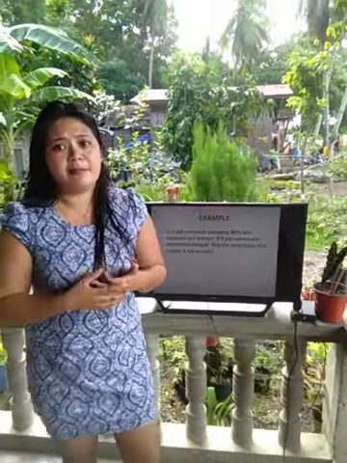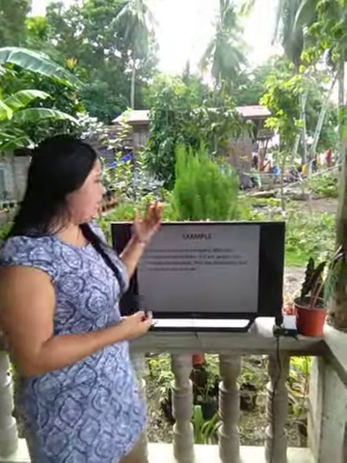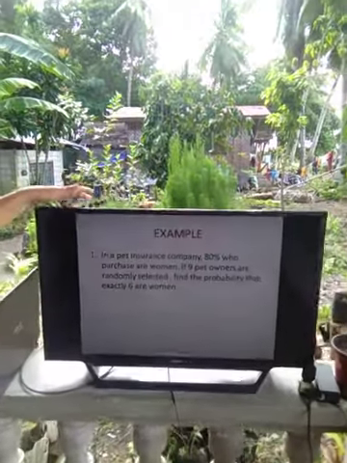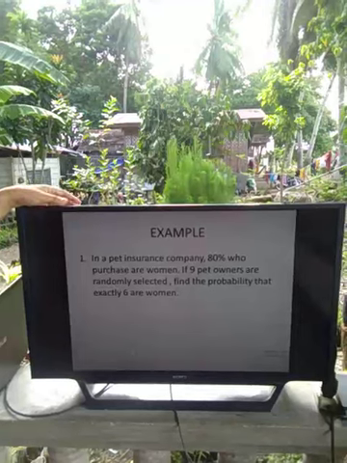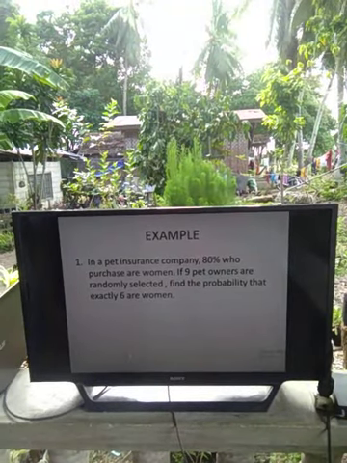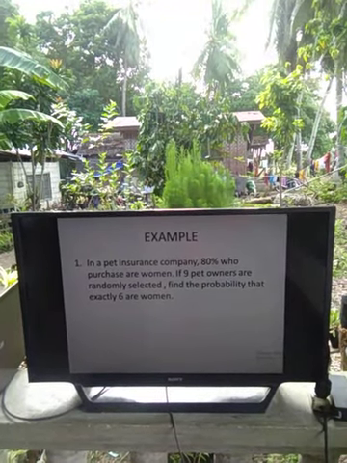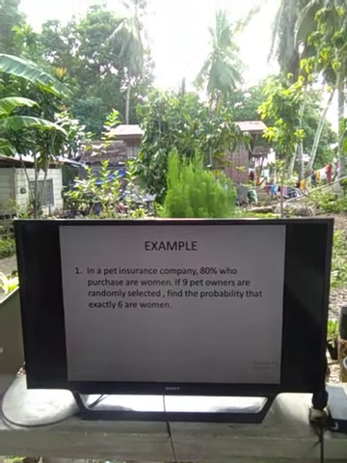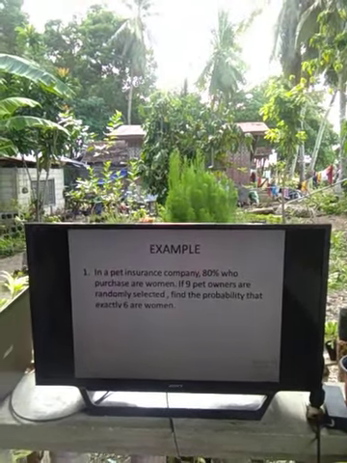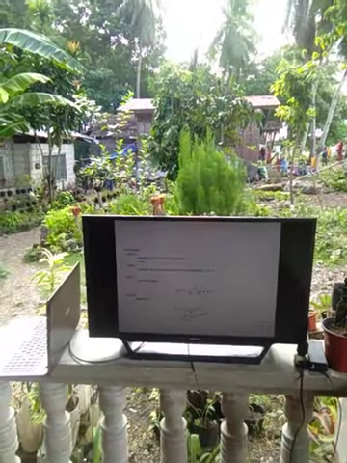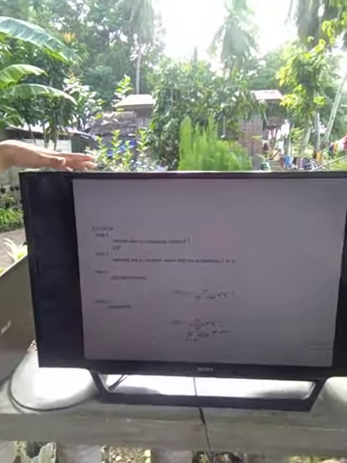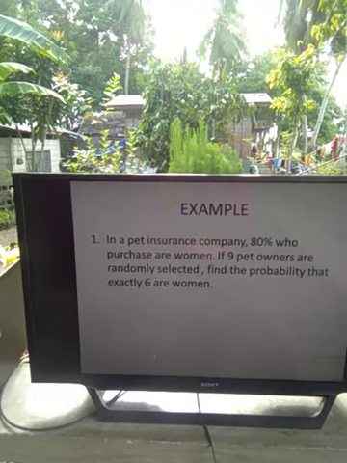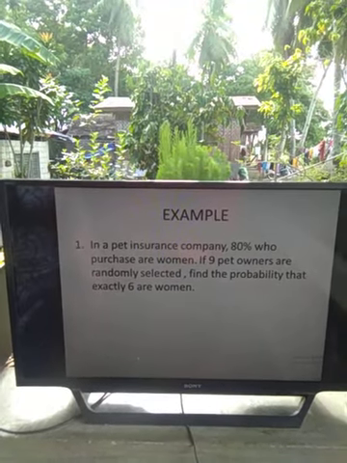To understand more about the topic, I will give a simple example. In a pet insurance company, 80% of those who purchase are women. If 9 pet owners are randomly selected, find the probability that exactly 6 are women. So, the solution. First, we identify n, which is the number randomly selected. In the problem, n is equivalent to 9.